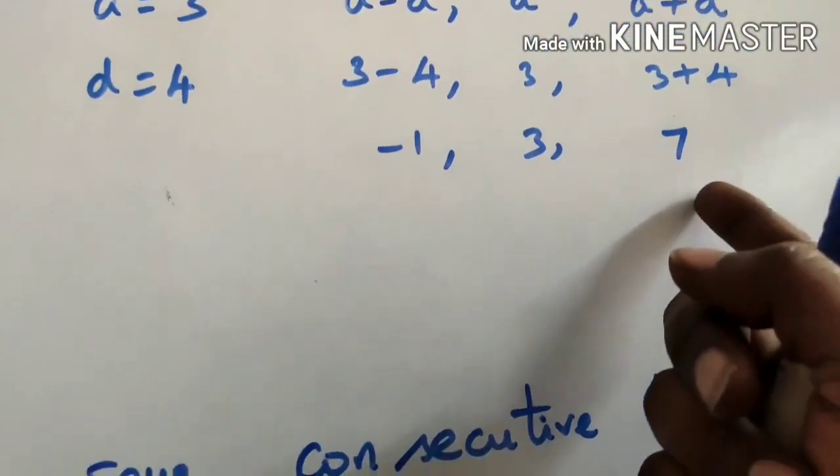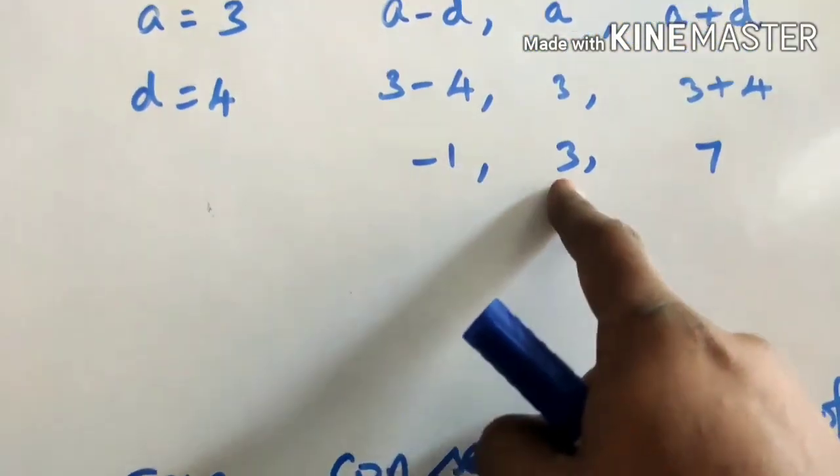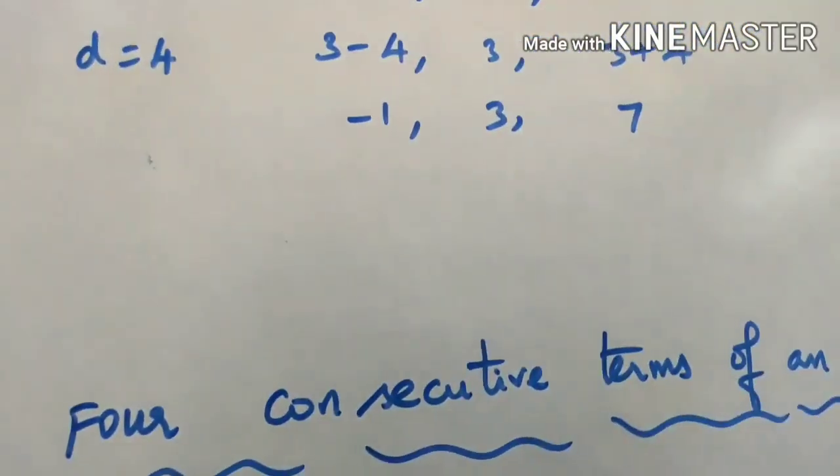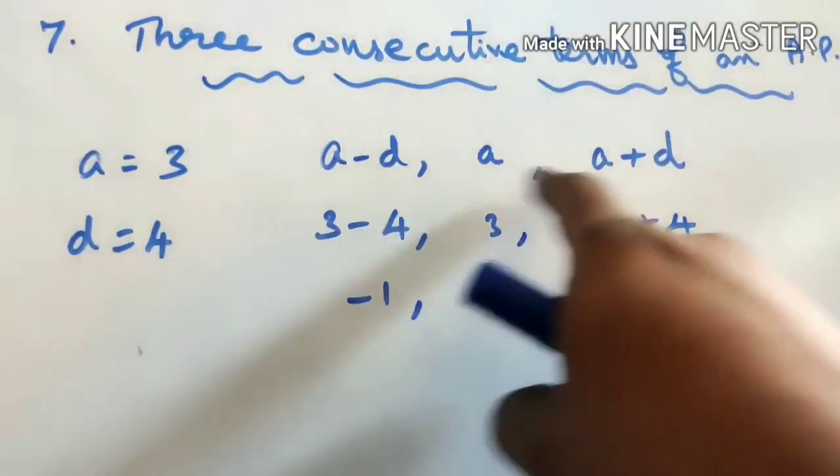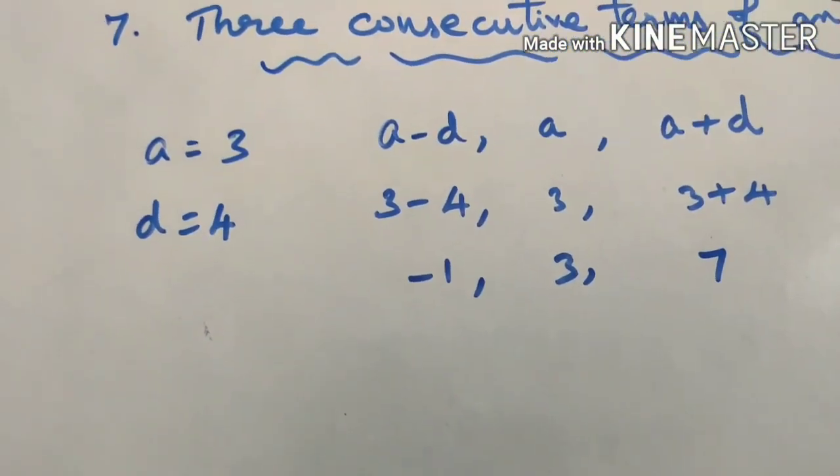This is an AP. If you add, see here, minus 1 plus 4 you are getting 3, 3 plus 4 you are getting 7. So we got an AP. So any three consecutive terms in an AP will be in this form. That is the concept we are saying.